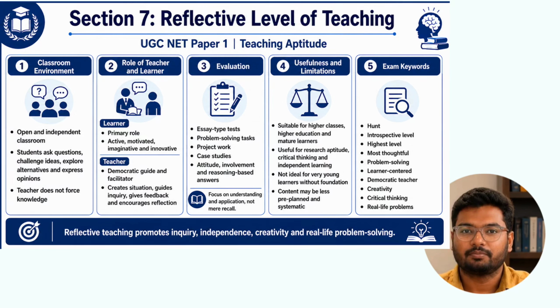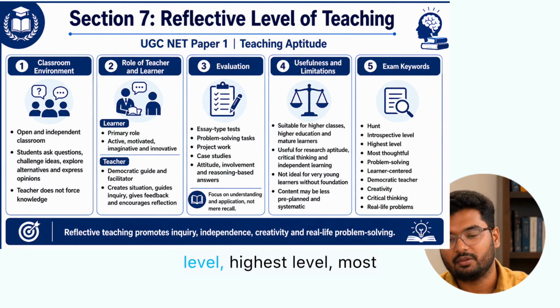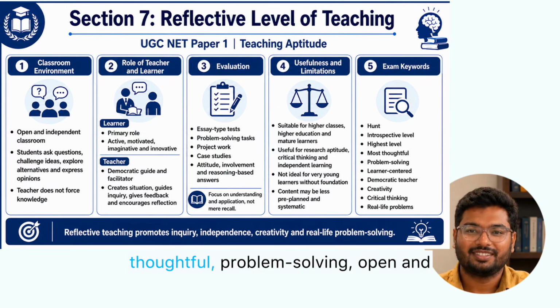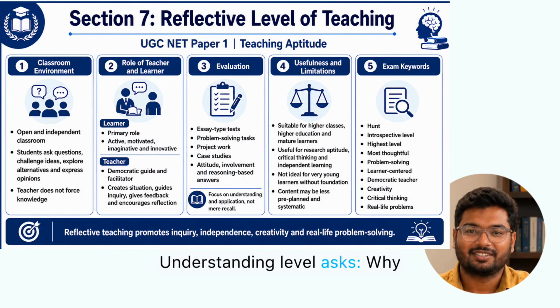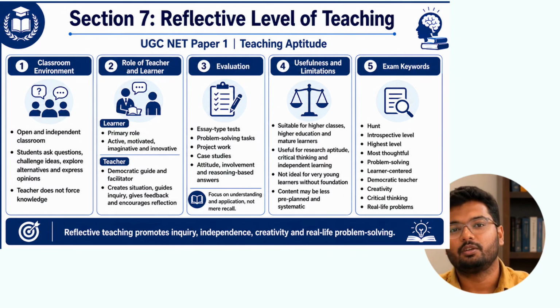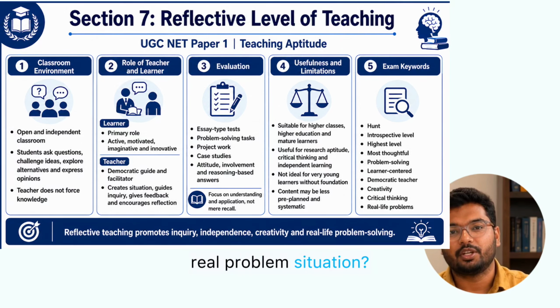For UGC NET, remember these keywords: Hunt, introspective level, highest level, most thoughtful, problem-solving, open and independent classroom, learner-centered, democratic teacher, creativity, critical thinking, real-life problems. A very easy way to remember all three levels is this. Memory level asks, what is it? Understanding level asks, why and how is it so? Reflective level asks, what can be done with this knowledge in a real problem situation?